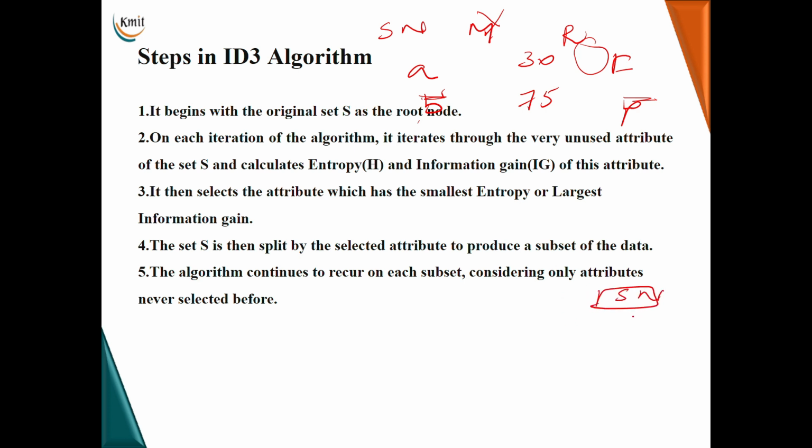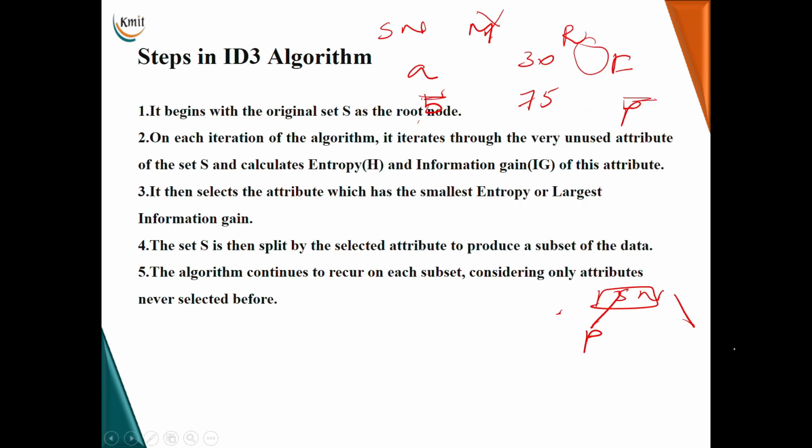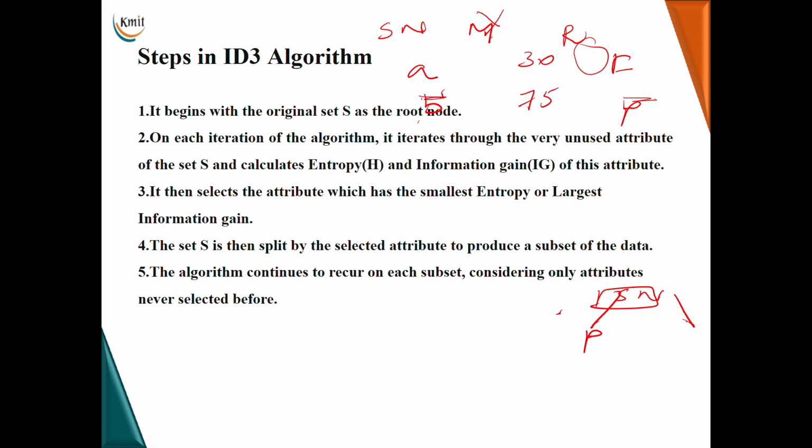My student name is a tree, and I have two things about the target. One is my pass, and the other is my fail. Yes, this is your simple decision tree.